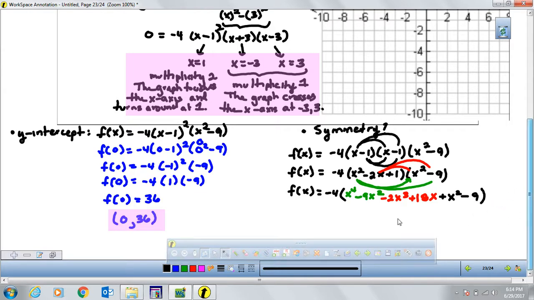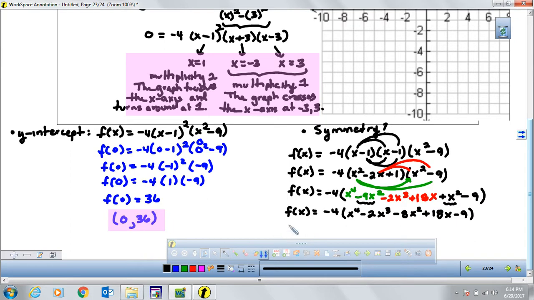And then we're going to combine the like terms and then multiply everything times negative 4. So we're going to have this. The like terms we can combine are the x squares. This one and this one. Everything else is going to stay separate. So it would be x to the 4th minus 2x cubed. Then negative 9 plus 1, it's going to be negative 8x squared plus 18x minus 9.